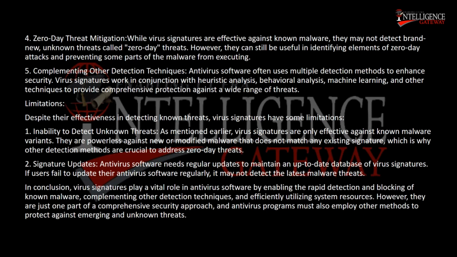Limitations. Despite their effectiveness in detecting known threats, virus signatures have some limitations. Inability to detect unknown threats. As mentioned earlier, virus signatures are only effective against known malware variants. They are powerless against new or modified malware that does not match any existing signature, which is why other detection methods are crucial to address zero-day threats. Signature updates. Antivirus software needs regular updates to maintain an up-to-date database of virus signatures.